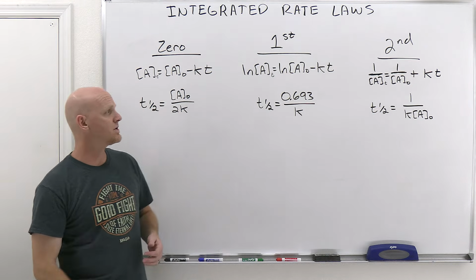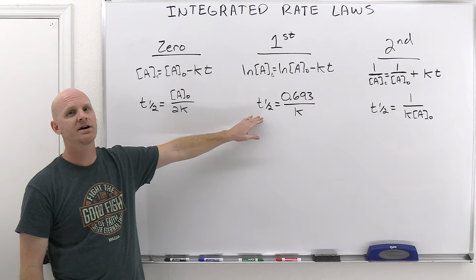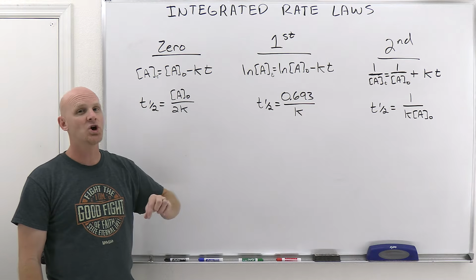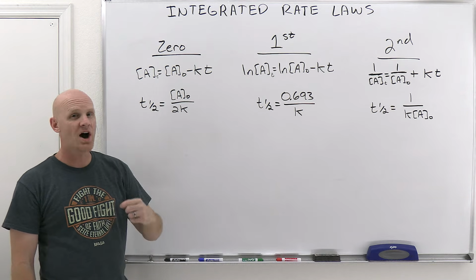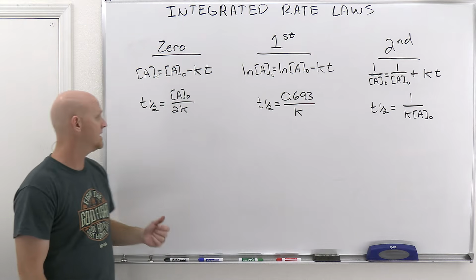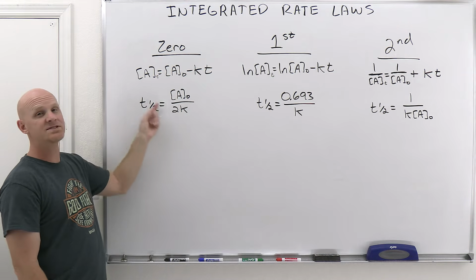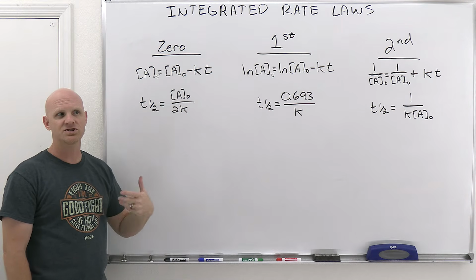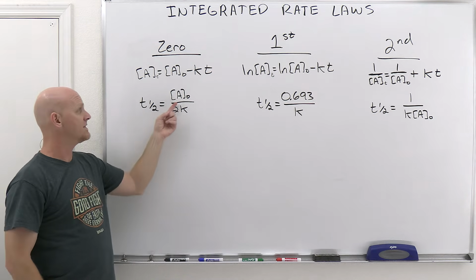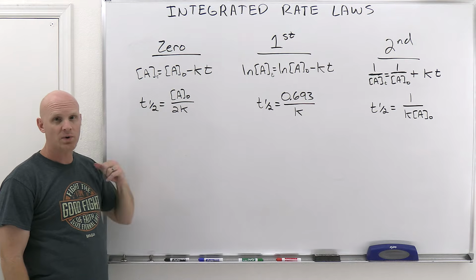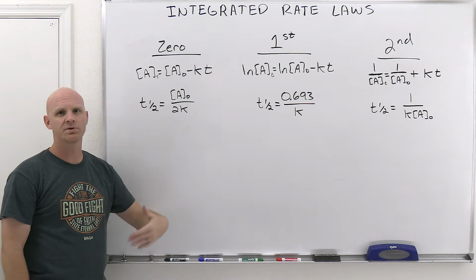Now, one thing you should notice, though, is there's something peculiar about the half-life for the first order equation. It is the only one of the three that does not depend on the initial concentration. So notice for the zero order, the greater your initial concentration, the greater this half-life. And so the half-life is actually changing as your reactant gets used up. This concentration is going to go down, and your half-life is going to get shorter and shorter and shorter.